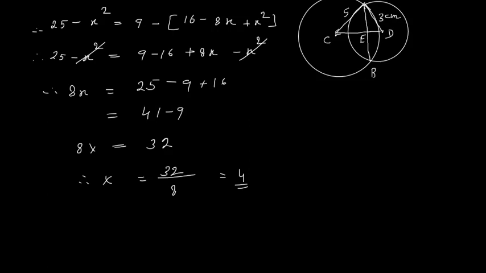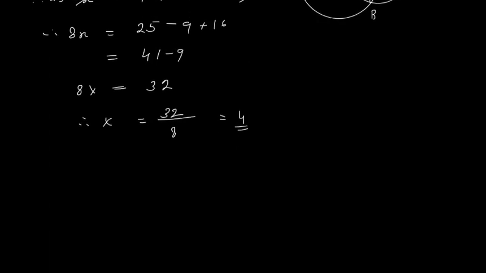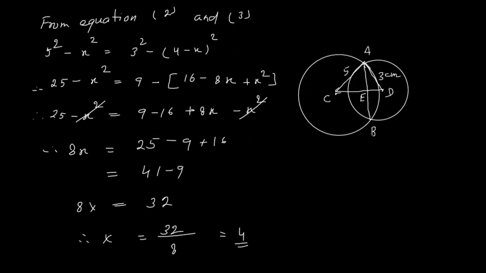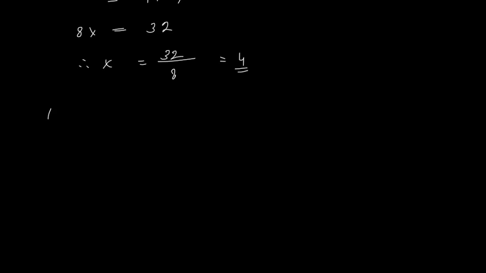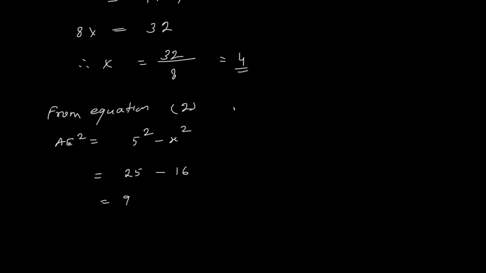What I have to find is the value of AB. First I will find AE square from the value of X. Using equation number 2, AE square is equal to 5 square minus X square. So this is 25 minus 16, since X is 4, and I get 9. Therefore AE is equal to 3.